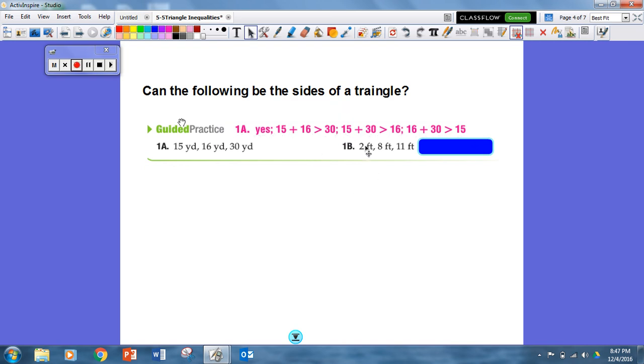However, when I look at question B, 2 plus 8 is not greater than 11. Therefore, it cannot be a triangle. Now, it does not matter that 8 plus 11 is greater than 2, and 2 plus 11 is greater than 8. It has to work for all three combinations, so I only need to find one condition where it doesn't work for it not to be a triangle. Again, remember, that's our counterexample rule.